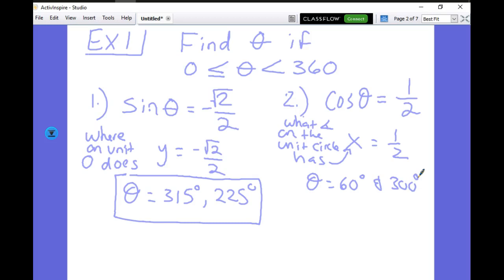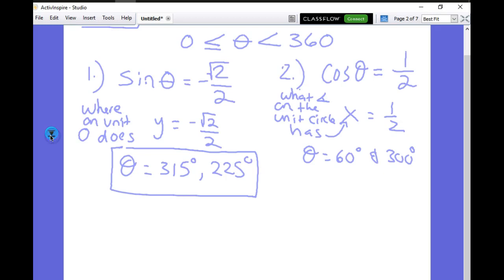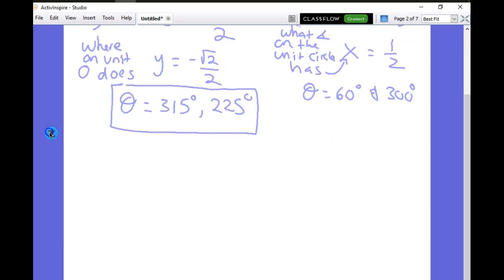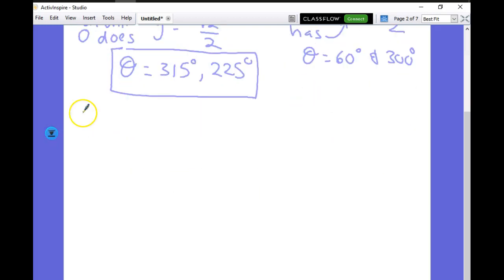So let's go ahead and continue on here. Let's do another one. Now this is different. Tangent is a little bit different. So I'm going to give you an example with tangent right now. Say I told you that tangent is equal to radical 3 over 3.